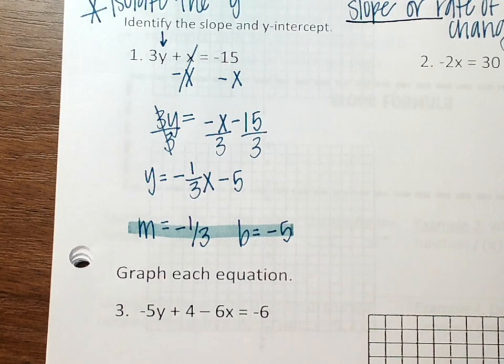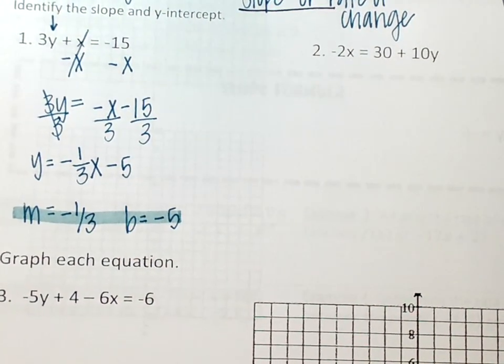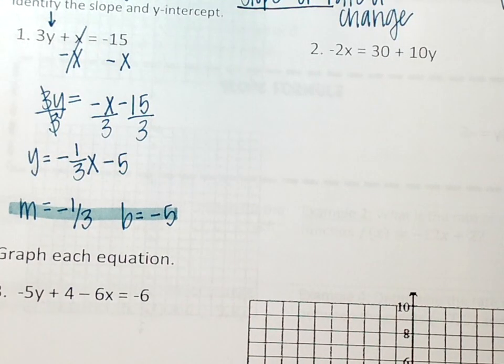Okay, let's do number 2. Alright, what's different about this one than this one? The X is on the left side. Yeah, the X is kind of on its own. So there's a couple different things you can do. You can flip the whole thing around, or we can just kind of solve it how it is and see what happens.